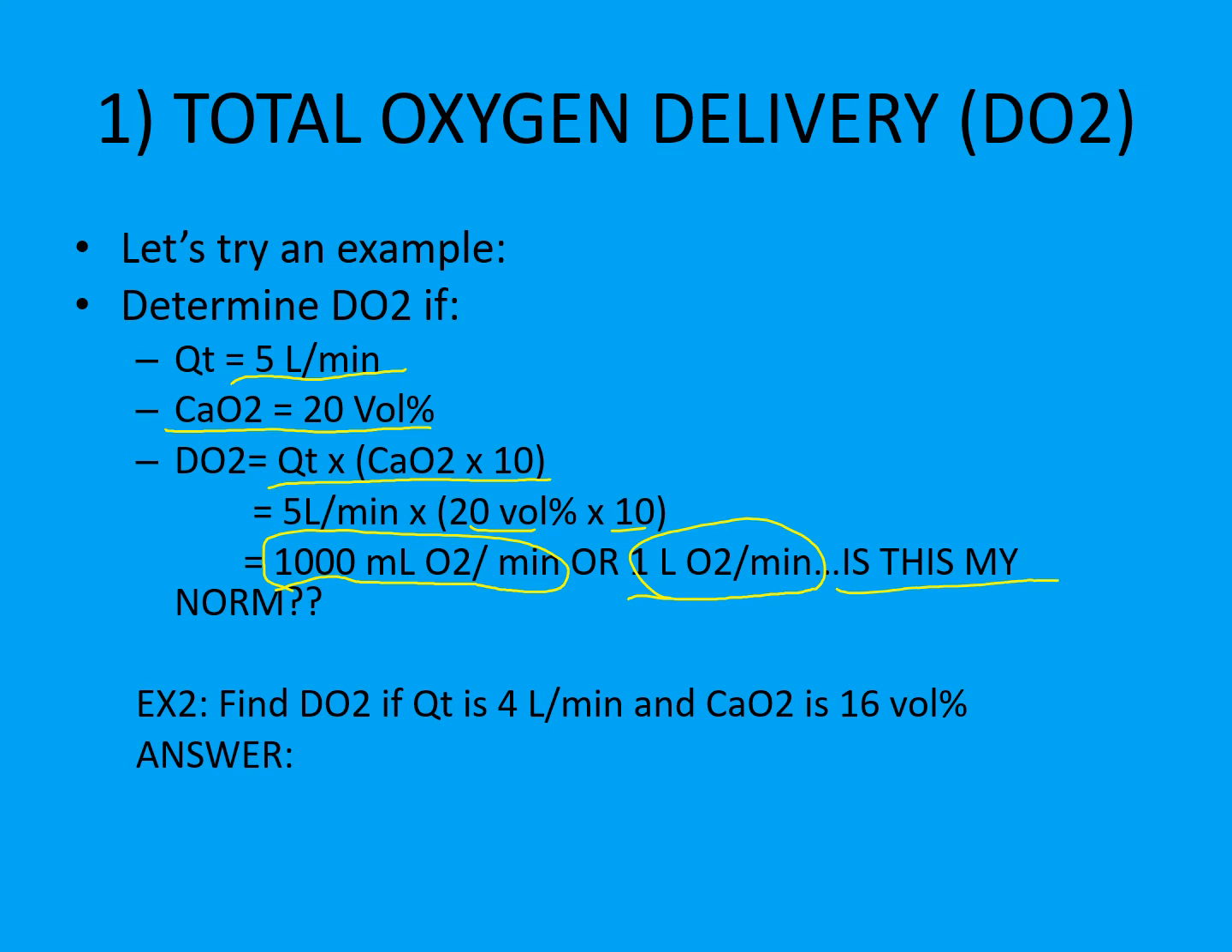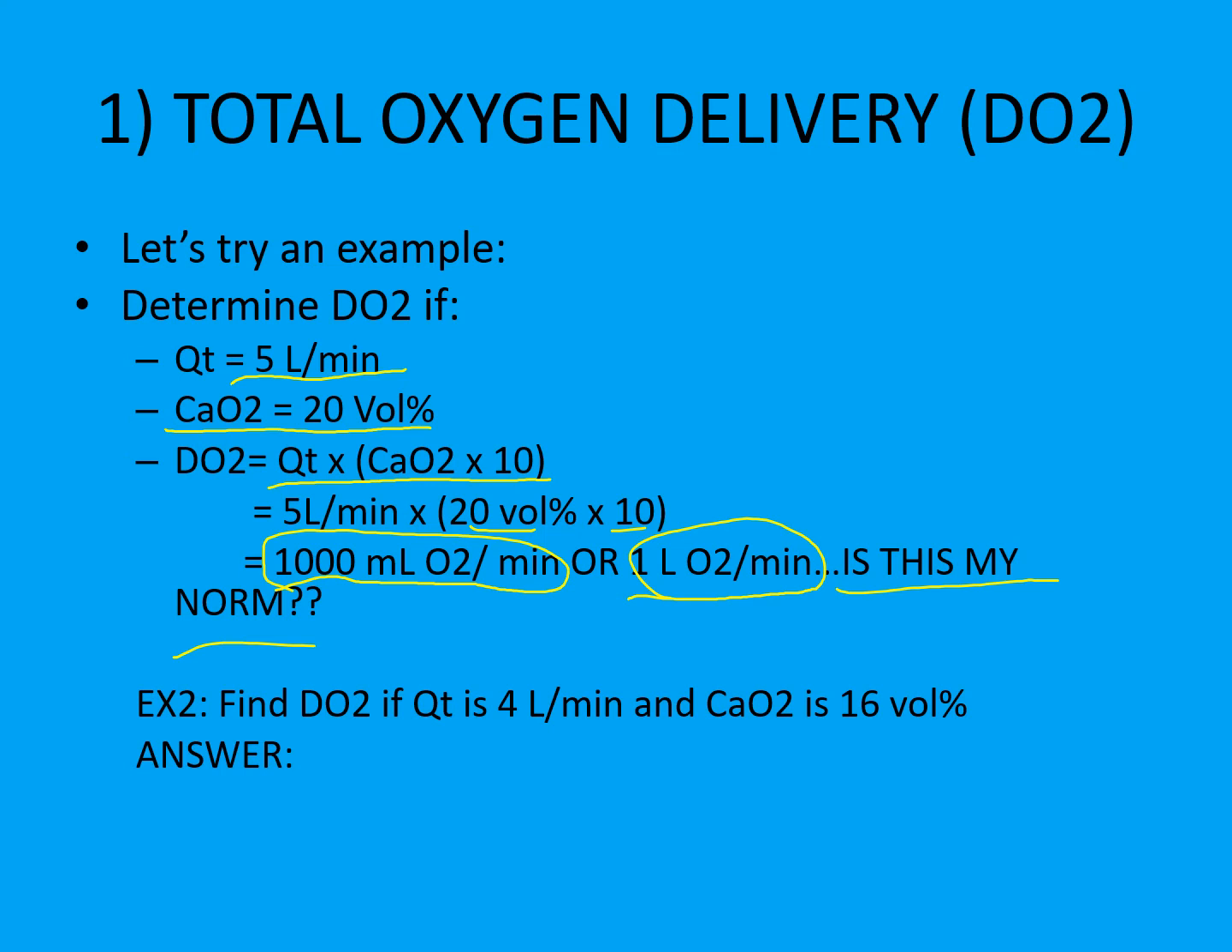So is this a normal value? All right, what did we plug into this? Cardiac output's 5 liters. Is that a normal value? Yes. CaO2 at 20 volumes percent. Is that a normal value? Yes. So is a normal DO2 1,000 mLs of oxygen per minute? Yes. So here's an example for us to do together if you want some more practice. And then, of course, do the worksheets too. There's a worksheet 4 that goes over this as well.